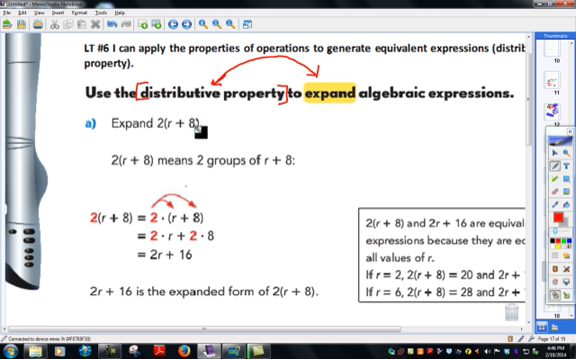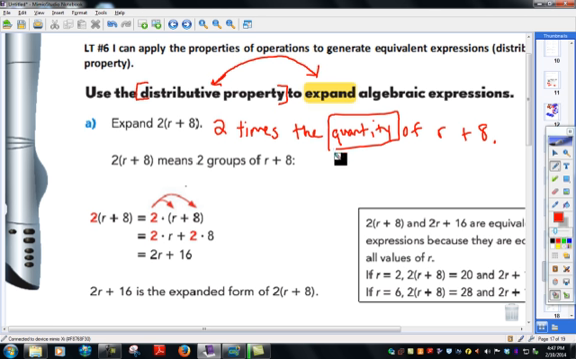What expanding is, like I said, is when you're given this expression, 2 parentheses r plus 8. What this means, and please write this, is 2 times the quantity of r plus 8. That's what it's saying. It's 2 times whatever r plus 8 is, and quantity just means the amount, okay? So you're just multiplying whatever r plus 8 is.